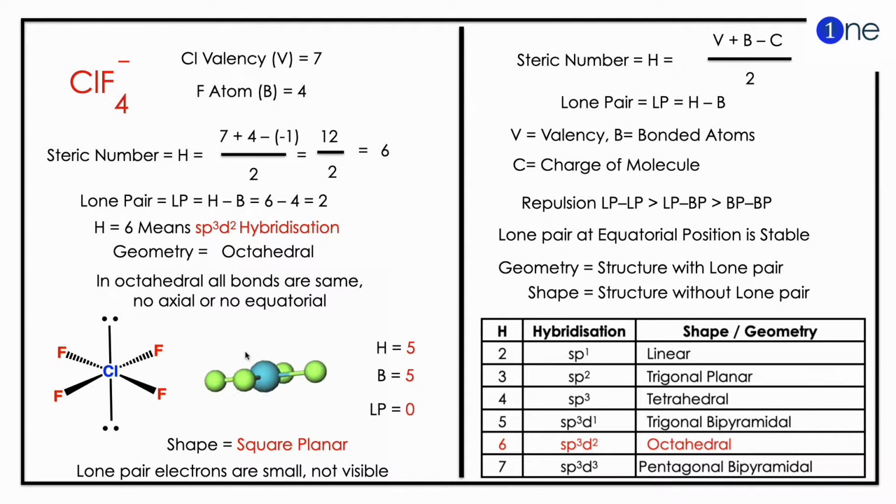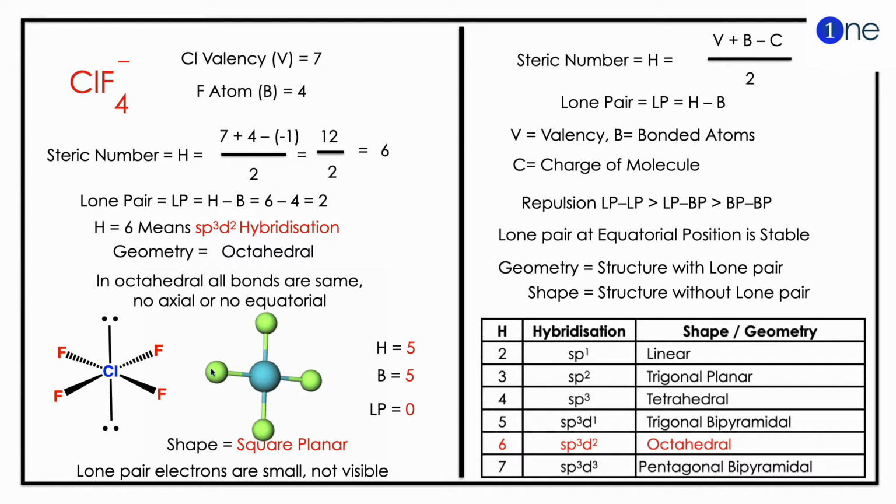To find the hybridization, you should know the steric number, which is H equals (V plus B minus C) divided by 2. The V stands for valency. Chlorine valency is 7 and B is the bonded atom, which is fluorine. You have 4. So if you substitute in the H formula, you have (7 plus 4 minus of minus 1) divided by 2, which gives 12 by 2 equals 6.